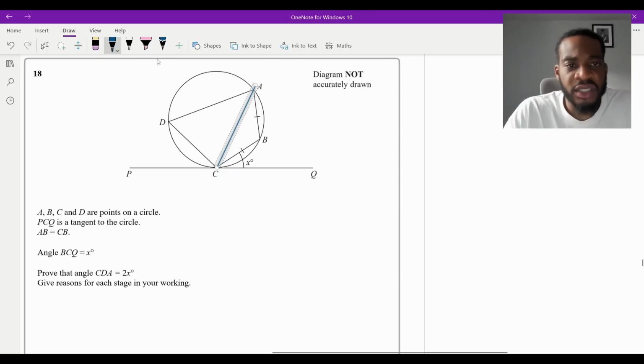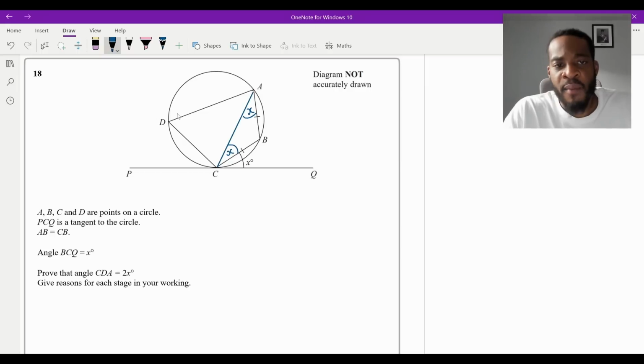We know from the alternate segment theorem that angle x, this one, is the same as that one. And obviously, because it's isosceles, this is x as well. So we saw this in the first version. From here, remember, we're trying to prove that this angle is 2x.